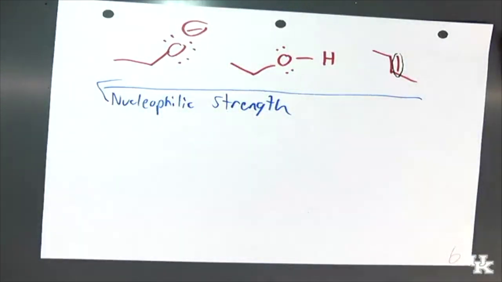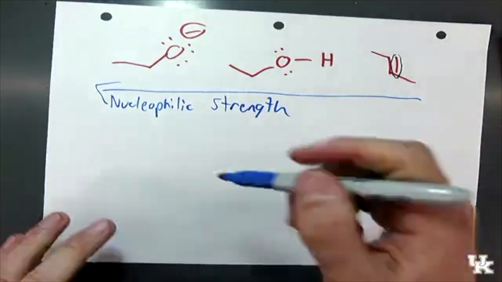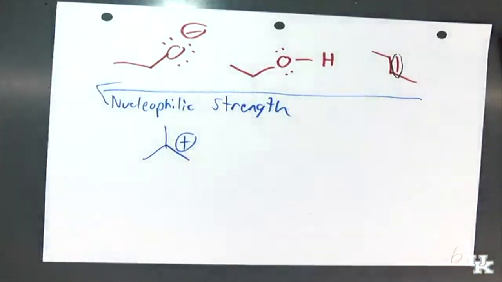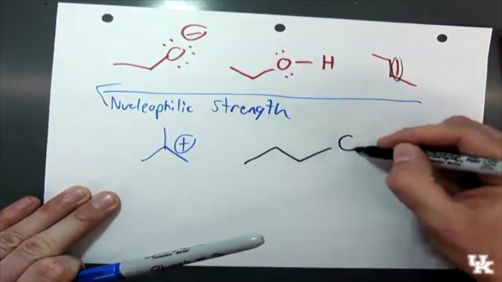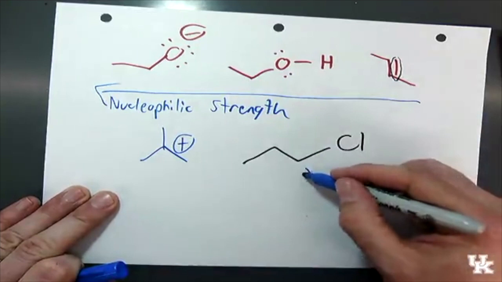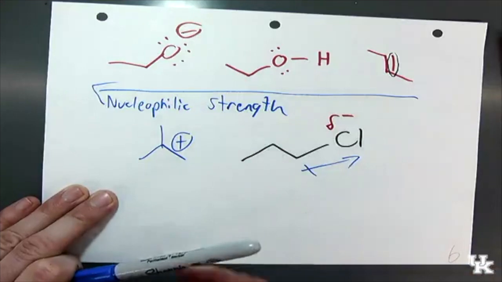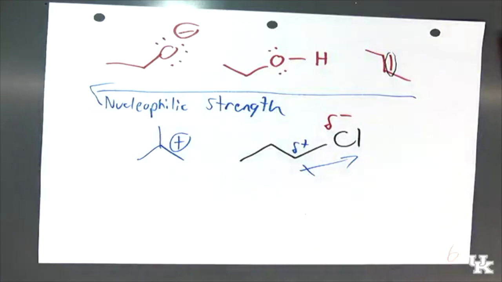And the opposite of a nucleophile is an electrophile. And these things can either have fully positive charges, like I drew before with the carbocation, or they can have partially positive atoms, such as this one. And if you remember, there's a dipole. That means the chlorine is partially negative, and the carbon is partially positive. That partially positive carbon will react with a nucleophilic molecule because it is an electrophile.